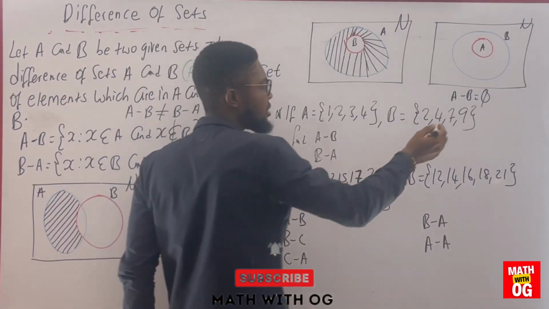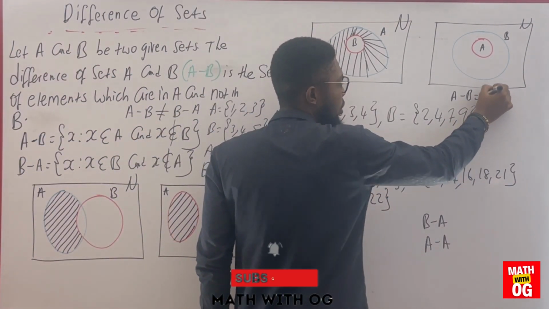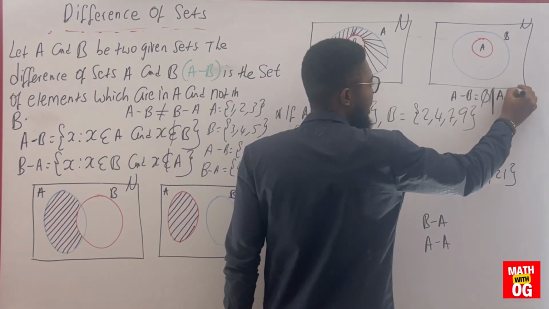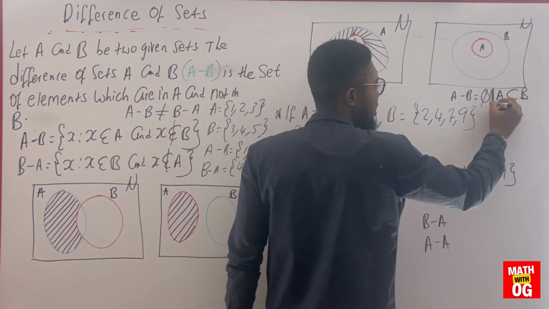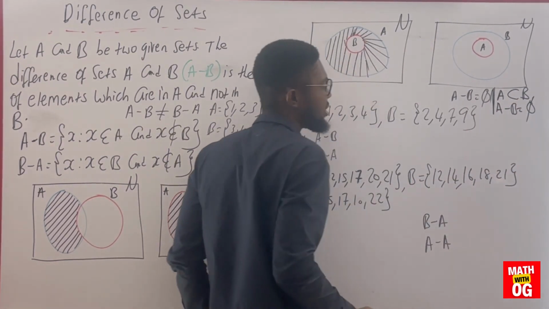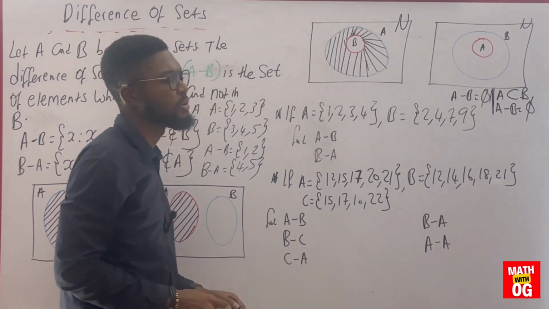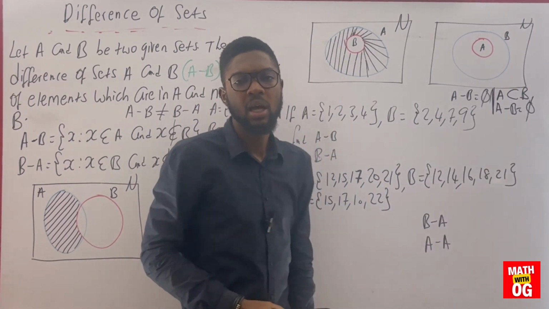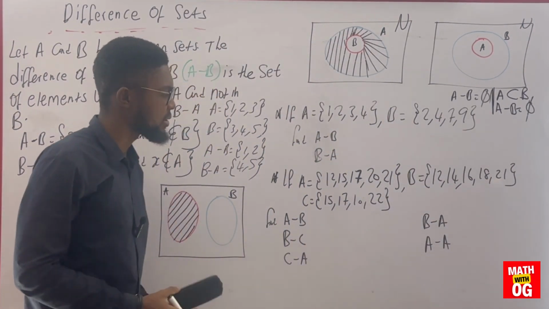So we can use this to create a rule: if A is a subset of B, then A difference B will give us an empty set.